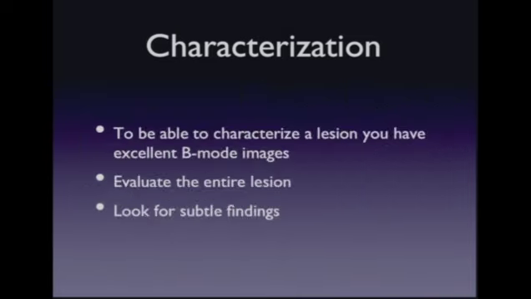To be able to characterize a lesion, you have to have excellent B-mode images. You need to evaluate the entire lesion. It's not sufficient, if you see a lesion that you think is a cyst, to just take a transverse or a radial and an anti-radial position and not interrogate the entire cyst wall. You do need to look for subtle findings such as irregularity of the masses or small spiculations. This will help to put the lesion in the appropriate BI-RADS category that we'll discuss later on for the patient to have appropriate treatment and follow-up.